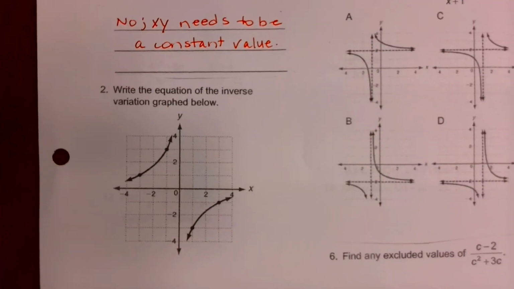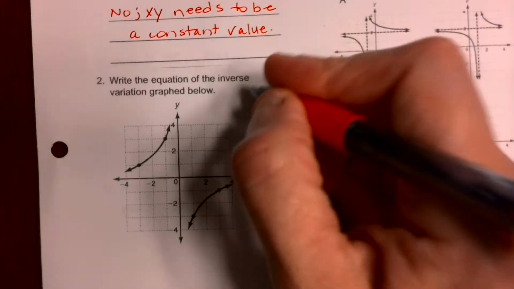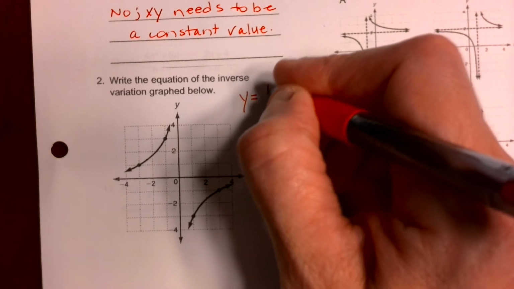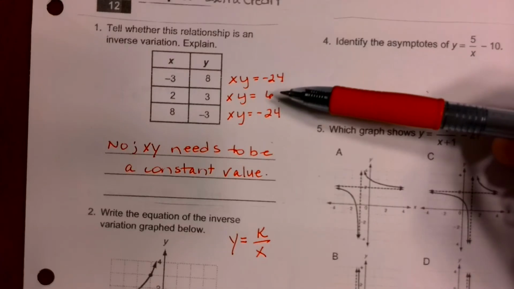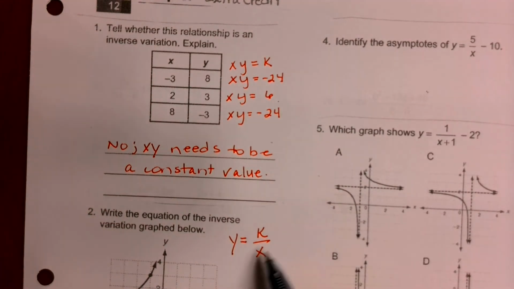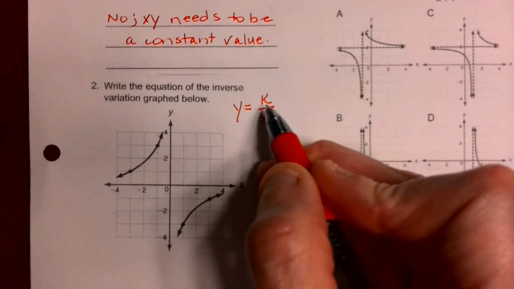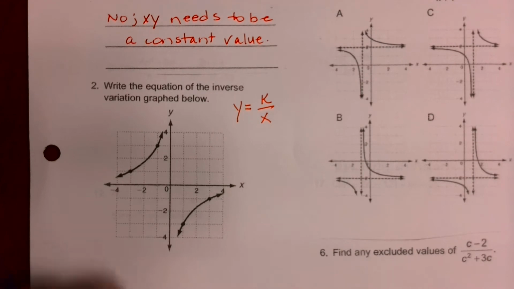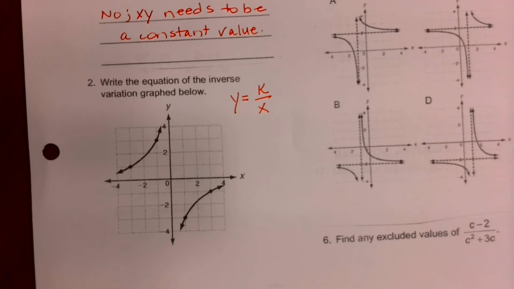Write the equation of the inverse variation graph below. Well, an inverse formula, remember, is y equals k over x. And remember, that's how they get the xy up here. xy equals k, because if you multiply both sides by x, you get xy equals k. So if we just have k, then we're all done. We're going to do the exact same thing we did up here. We need to get xy coordinates and see what our k value is and plug it in.